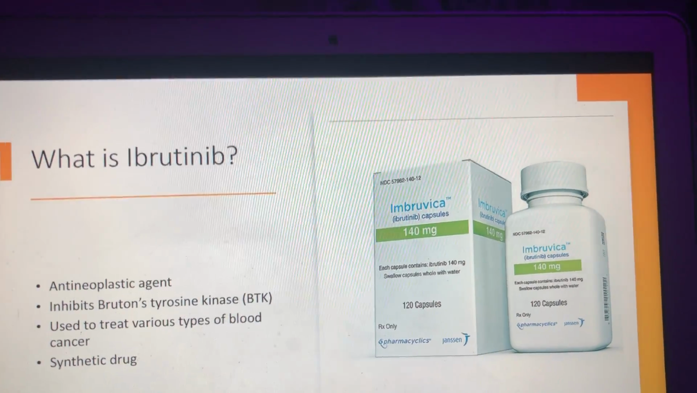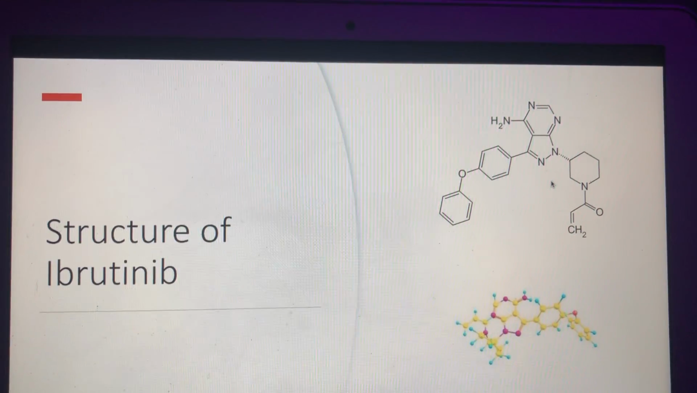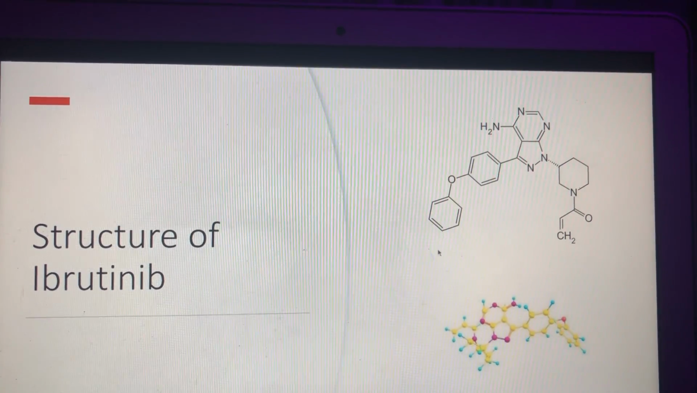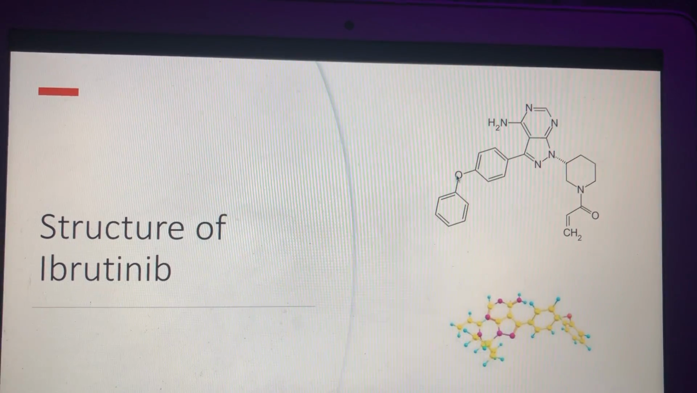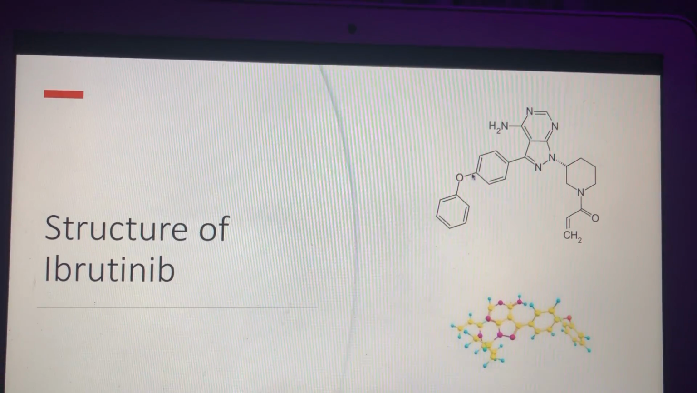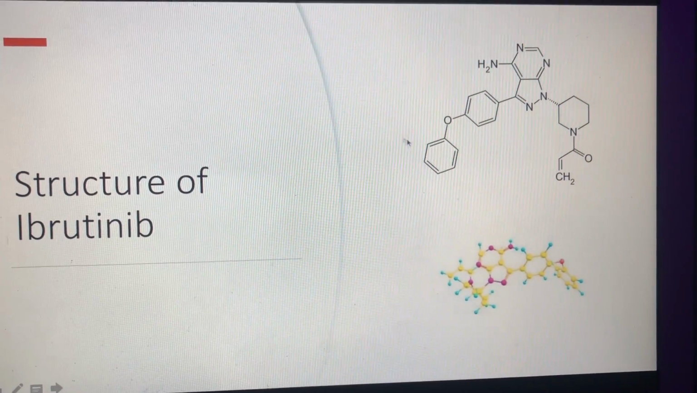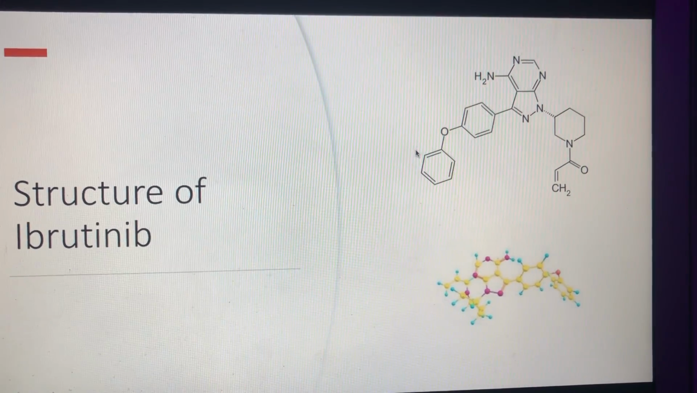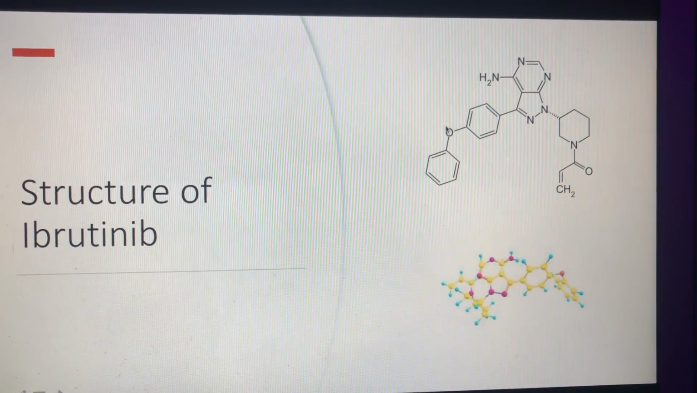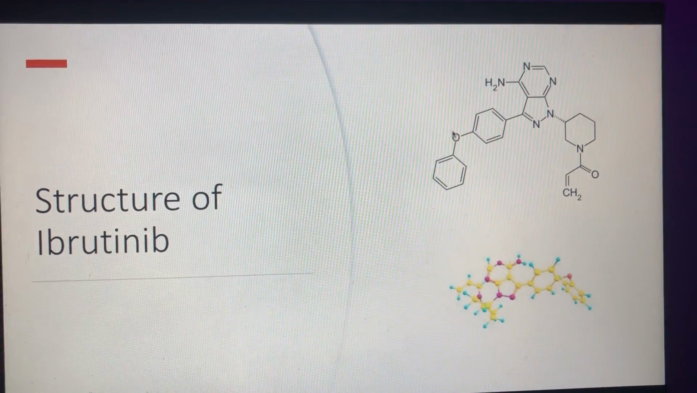lymphoma. So on this slide, I just have the structure of the molecule, and over here we can see these two benzene groups that are linked by an ether linkage. And these benzene groups could interact with other aromatic substituents using pi-pi interactions. The oxygen here could form hydrogen bonds with other hydrogen atoms.